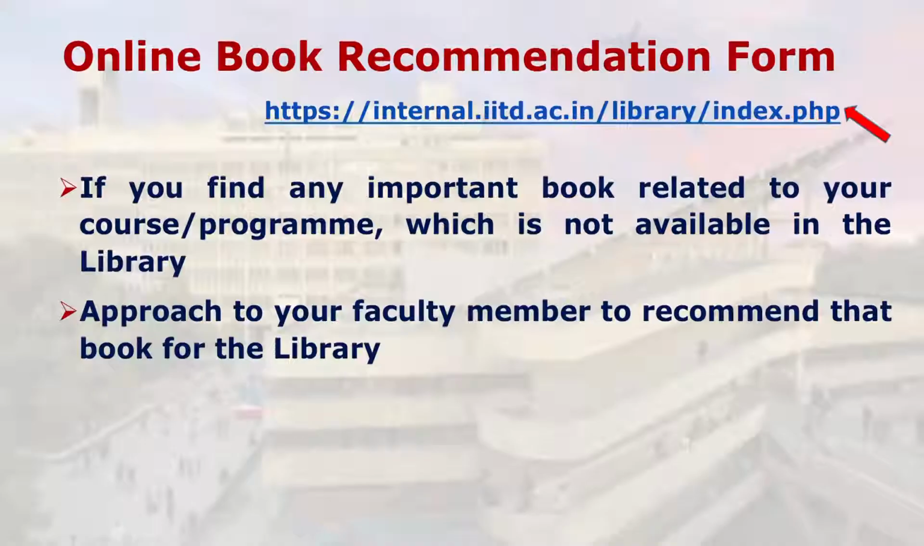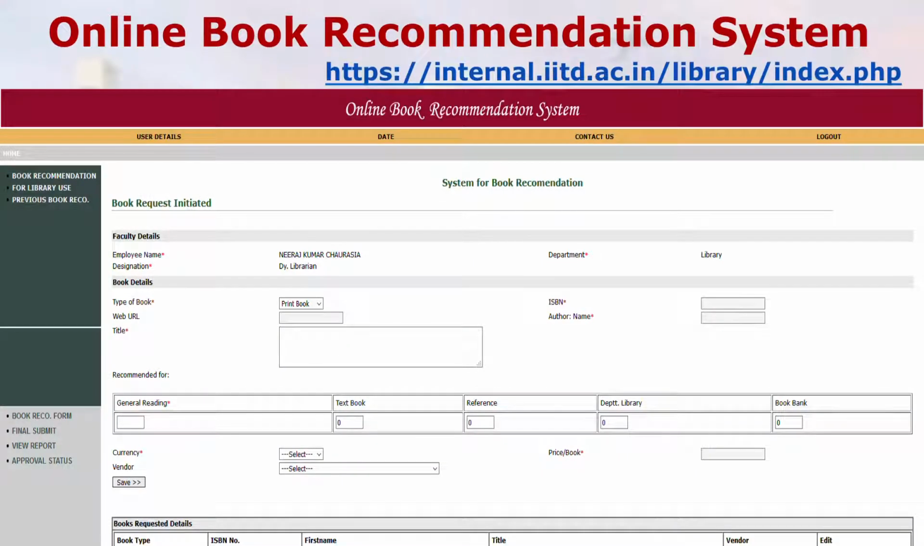So, if you find any important book related to your course or your program which is not available in the library, you can approach your faculty member to recommend that book for the library. The library has developed an online book recommendation system which can be used for recommendation of books by the faculty members, and the library will acquire that book. We also have a book recommendation system for the students. The library has created a facility where a student can also recommend books for the central library, and the central library will procure that recommended book.